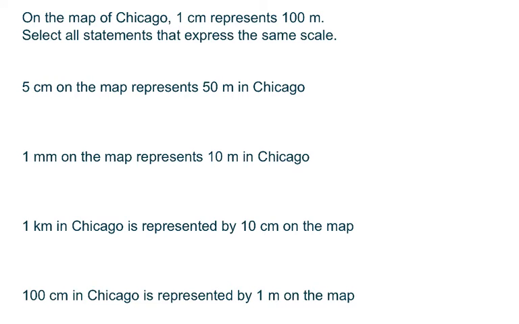On the map of Chicago, 1 centimeter represents 100 meters. We're going to come back to this statement, so I'm going to mark it here so we know what it says. Select all statements that express the same scale. Let's go over each of these statements.